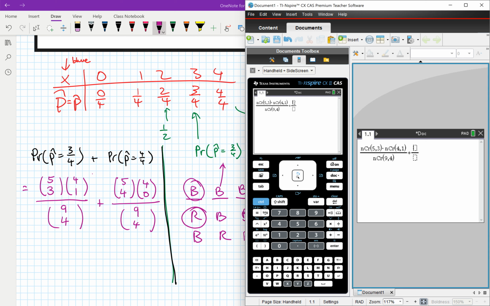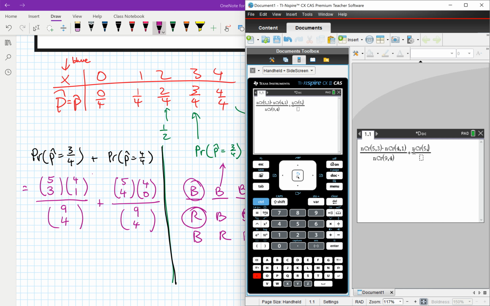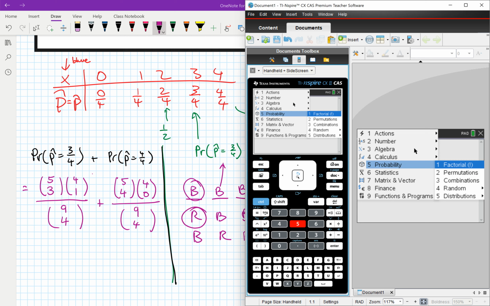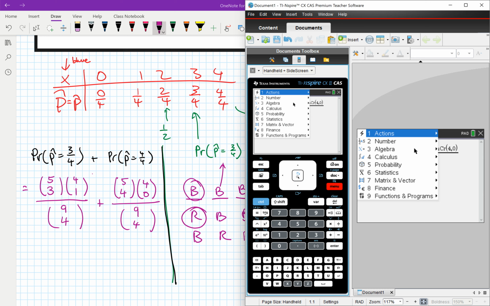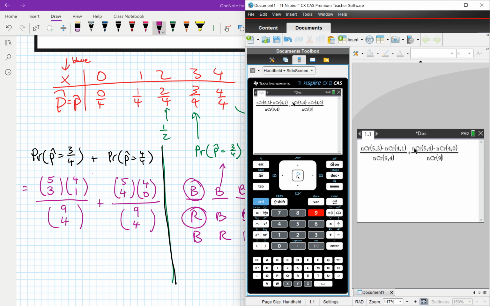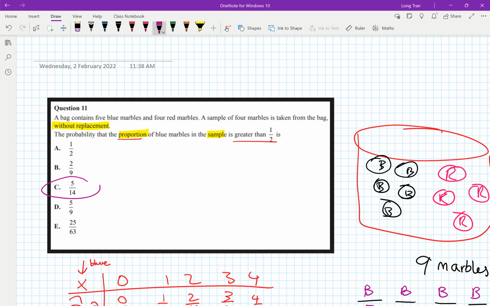Okay, and then what's the other one? The other one is, again, combination, menu 5, 3. I want, out of 5 blues, choose all 4 of them, by, again, menu 5, 3, out of 4, choose none. And still, I've got 9 marbles to choose from, and I still want to choose 4. So if I do that, that gives me 5 out of 14. And you can see there that the answer must then be C.